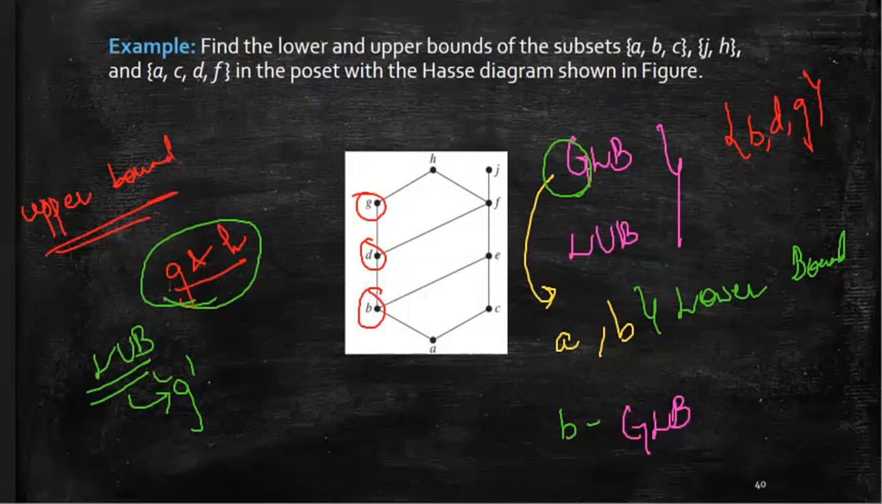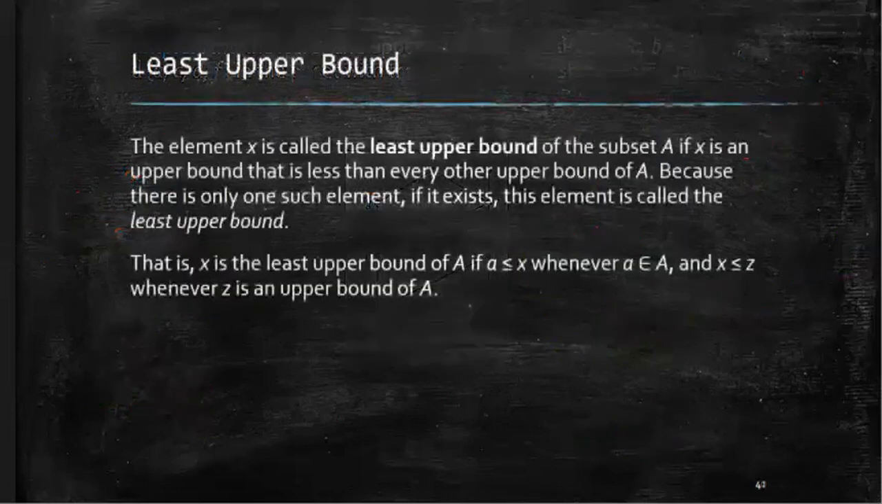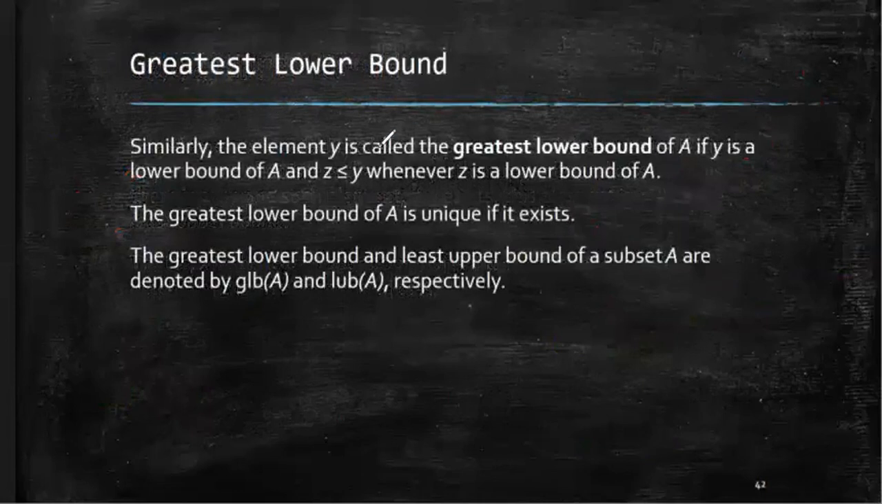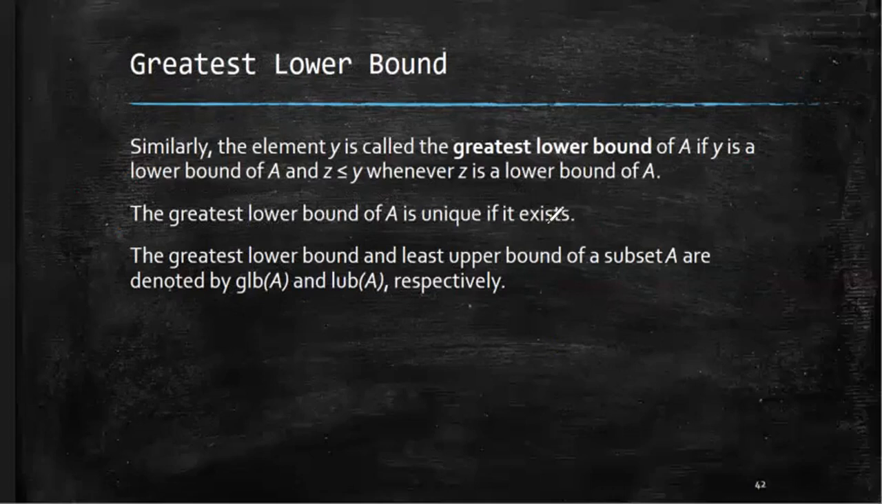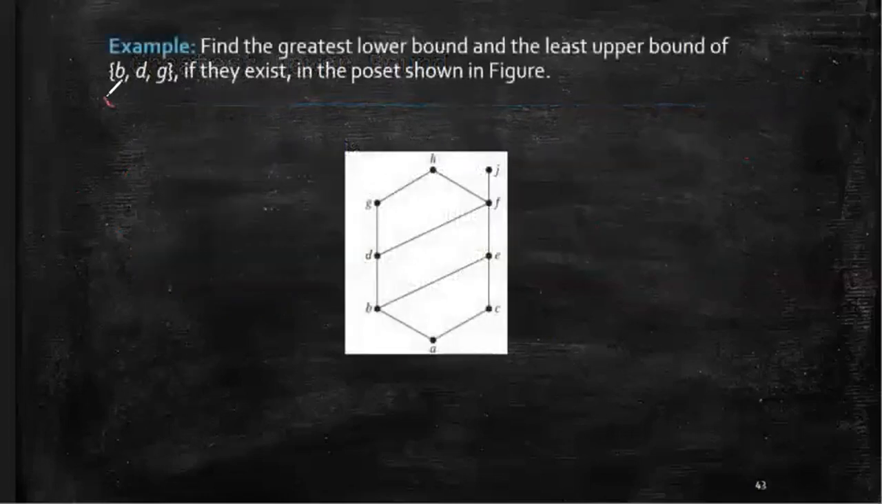Now let's see the definition for the same. You have seen it already. Similarly, the element Y is called the greatest lower bound of A if Y is a lower bound of A and Z is less than or equal to Y whenever Z is a lower bound of A. The greatest lower bound is unique if it exists, and the greatest lower bound and the least upper bound of a subset A are denoted by these two terms respectively. Now, with respect to the same diagram, I have given you this example of B, D, G and I have shown you.